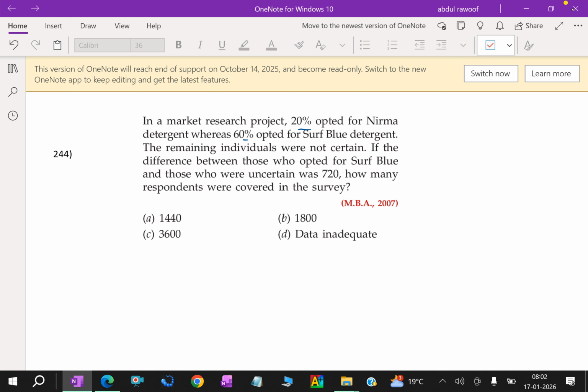In a market research project, 20% opted for Nirma detergent, whereas 60% opted for Surf Blue detergent. The remaining individuals were not certain. If the difference between those who opted for Surf Blue and those who are uncertain was 720, how many respondents were covered?